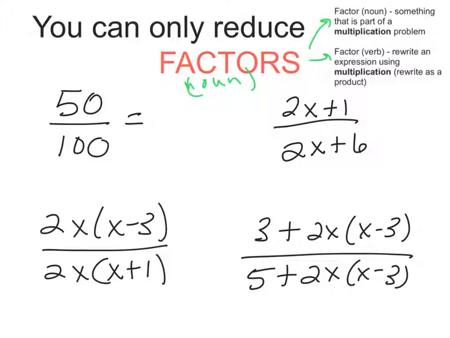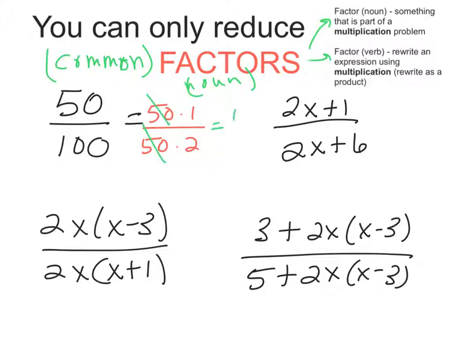So the number 50 could be rewritten as 50 times 1. The number 100 could be rewritten as 50 times 2. So now that I have factors on top, 50 and 1, and 50 and 2 as my factors on the bottom, we can reduce common factors. So you might want to add the word here, common. So I can see that 50 and 50 are both common factors, which is why this fraction reduces to 1.